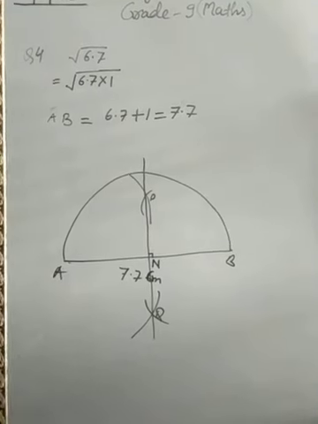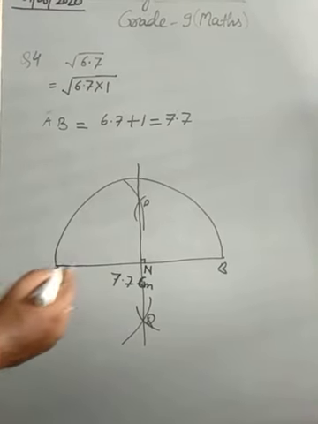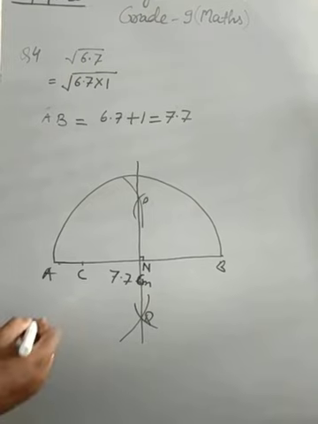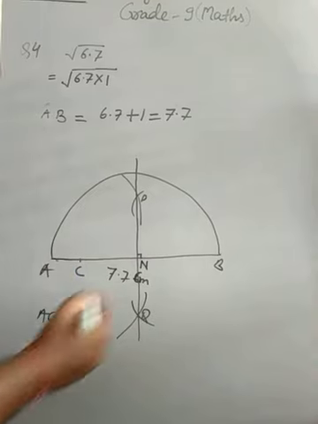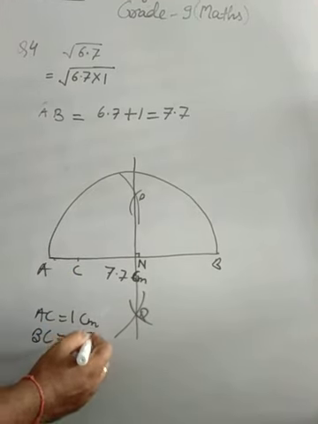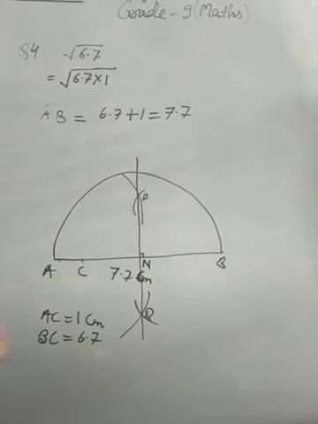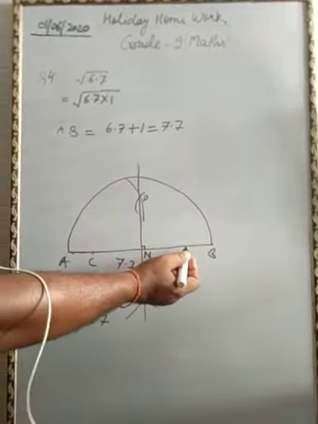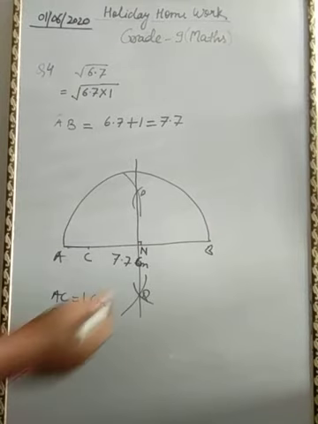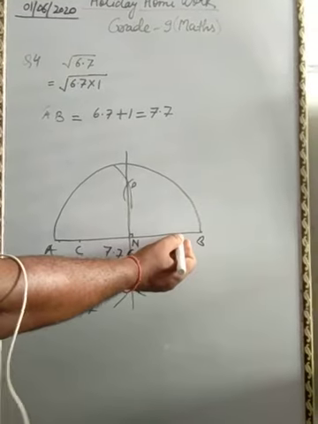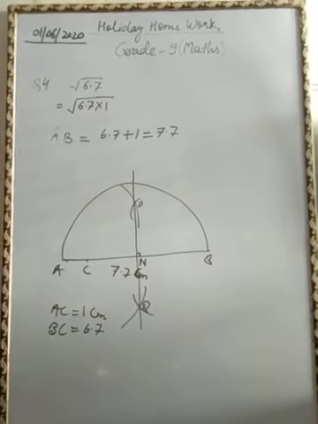Got it? After doing this much, just mark a point C such that AC equals 1 centimeter. If AC equals 1 centimeter, then BC should be equal to 6.7 centimeters, right? You may mark this point C on this side, or on this side, doesn't matter. If AC is 1 centimeter, then BC is 6.7 centimeters. If you mark point C this side, then BC will be 1 centimeter and then AC will be 6.7 centimeters. Both the answers are correct.